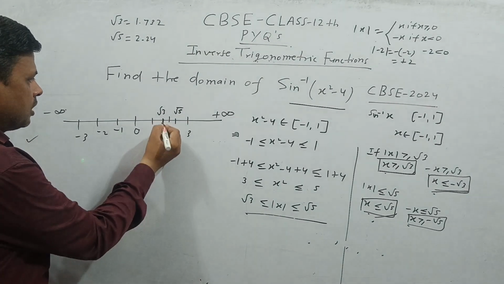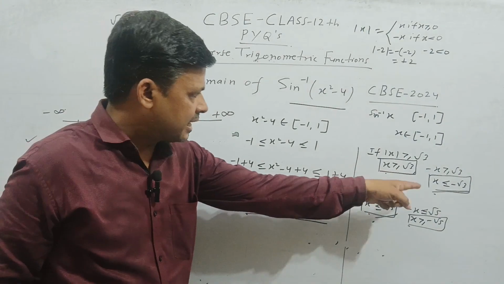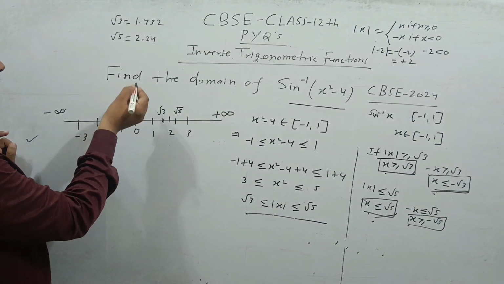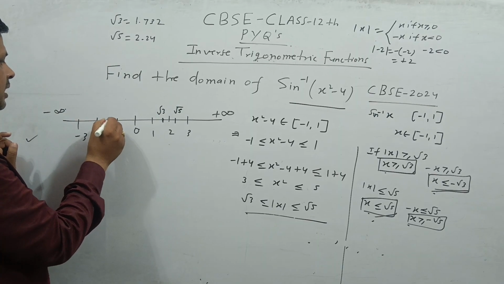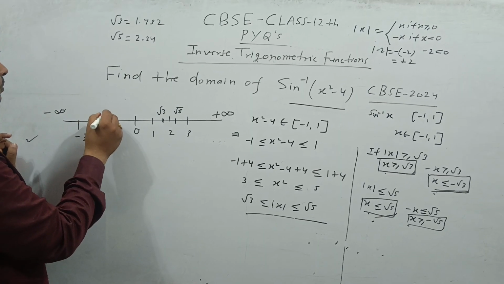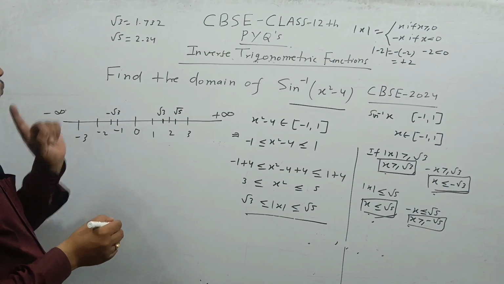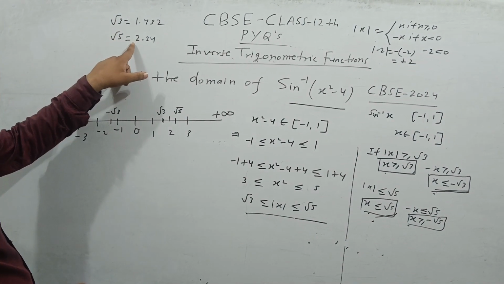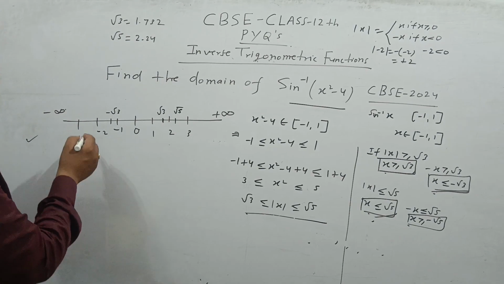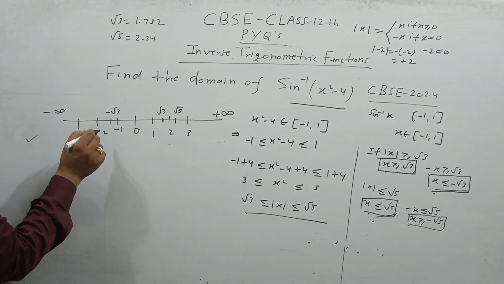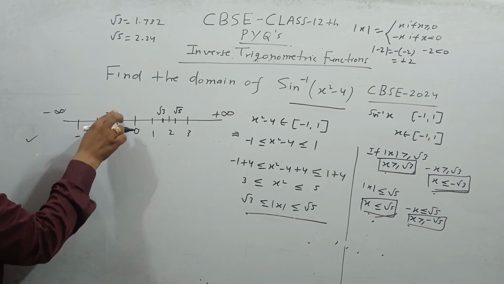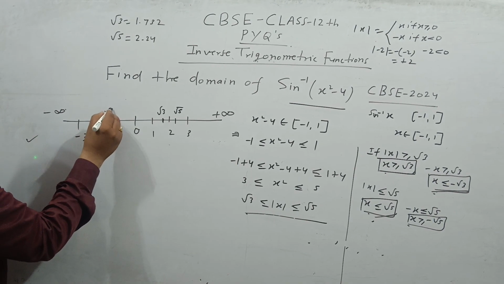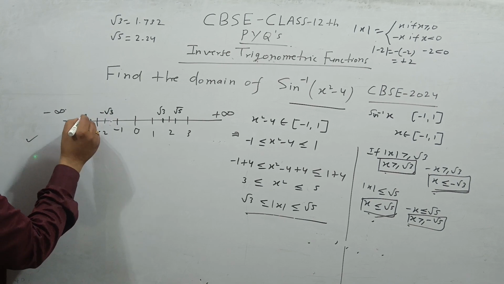Now where is minus root 3? Minus root 3 is something here. Minus root 3 means minus 1.732. It will be here. And where is minus root 5? Minus root 5 is minus 2.24, so it will be here. It is minus root 3, and it is minus root 5.